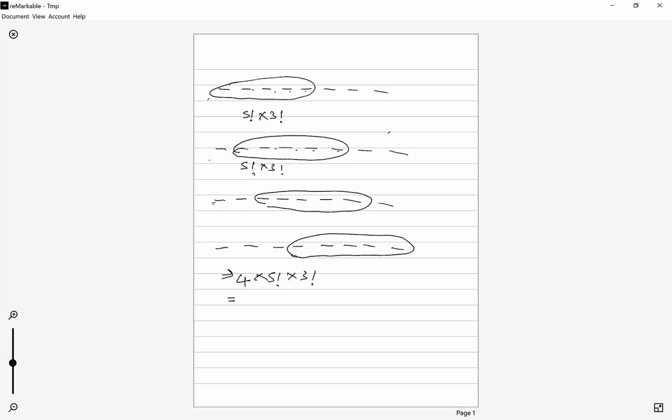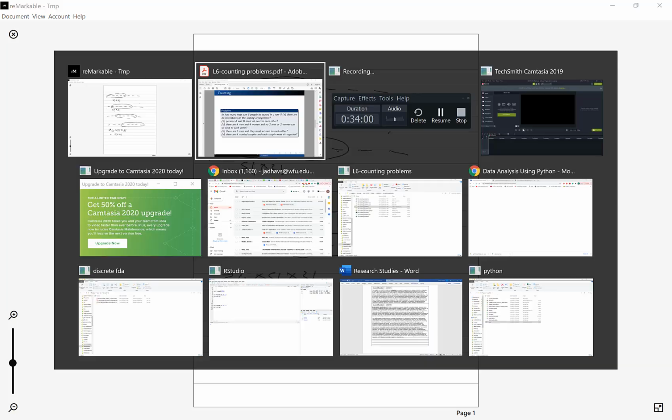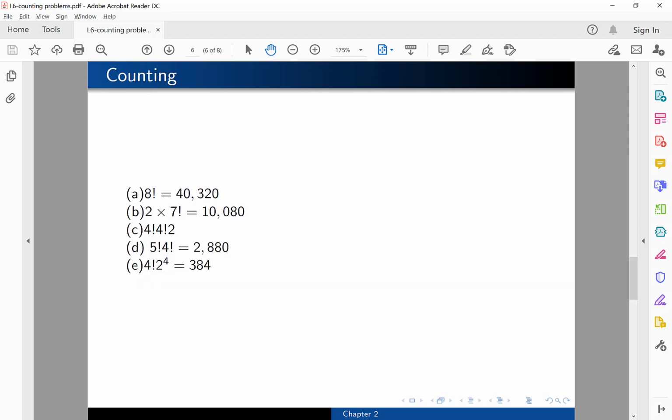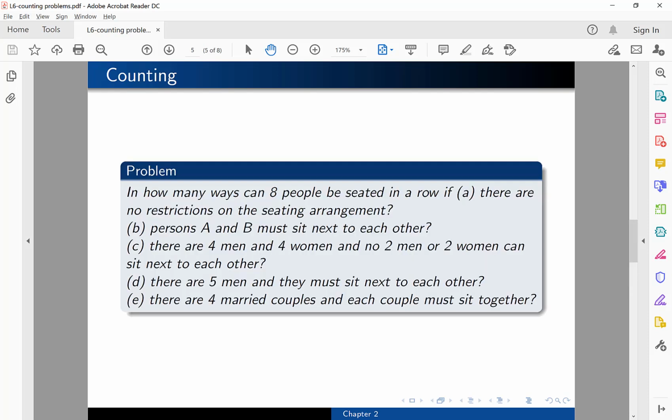You can write this as 5 factorial times 4 factorial, right? Because 4 times 3 factorial is just 4 factorial. So for part D, this is the answer, 5 factorial times 4 factorial. So now let's see what happens in part E. In part E, there are 4 married couples and all of them have to sit beside each other.